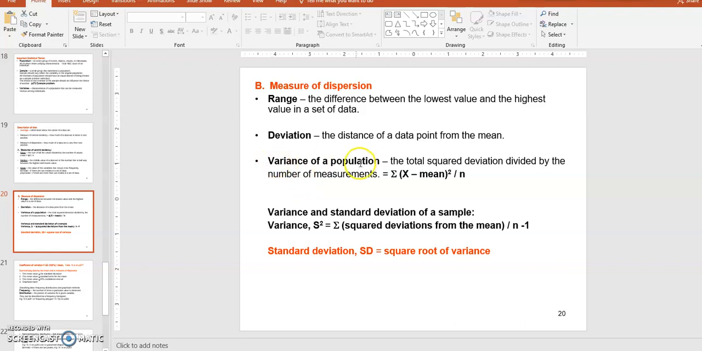And the variance of a population is another way of measuring the dispersion. It is mathematically measured as the total squared deviation divided by the number of measurements. Sigma means the sum, the total, right?